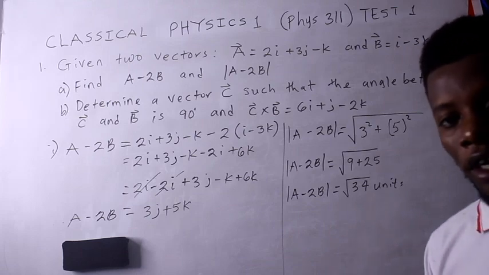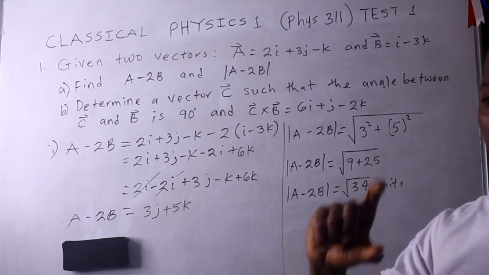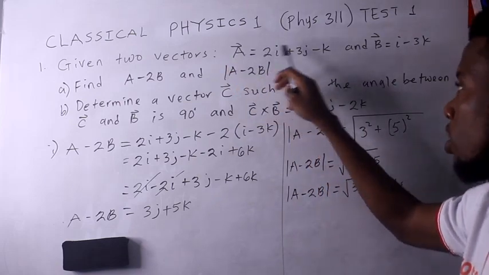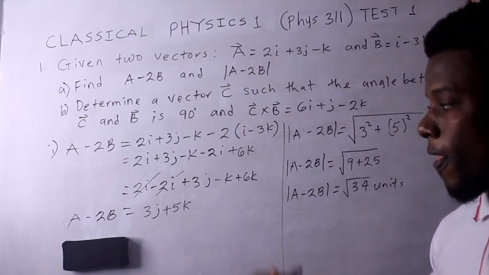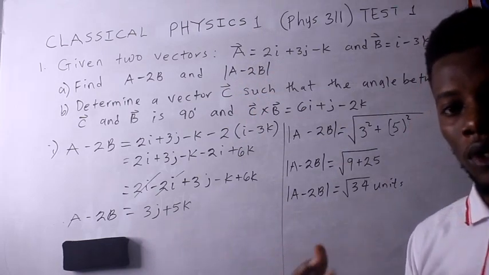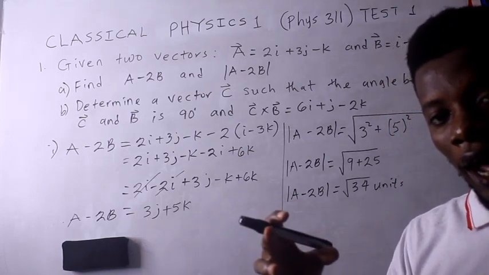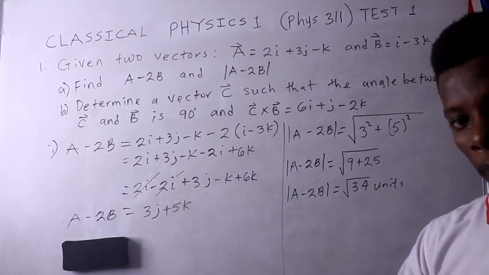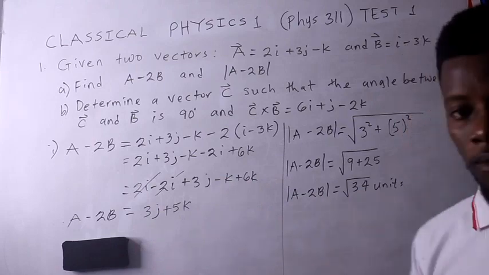Now the magnitude of a vector is the distance of that vector from 0. Since this particular vector is a three-dimensional vector, the result A minus 2B is also a three-dimensional vector. It's just that the component in the r direction is 0, and then the magnitude of that result is the distance of A minus 2B from 0.